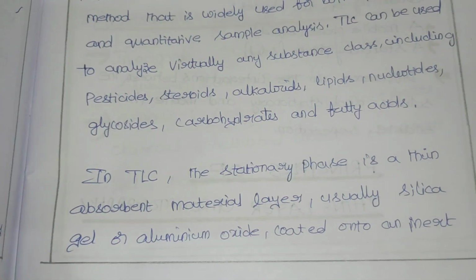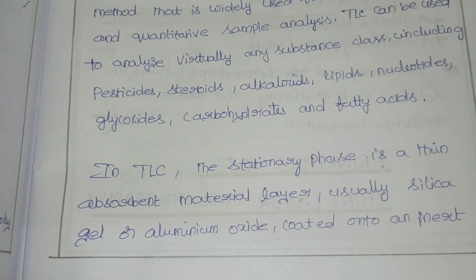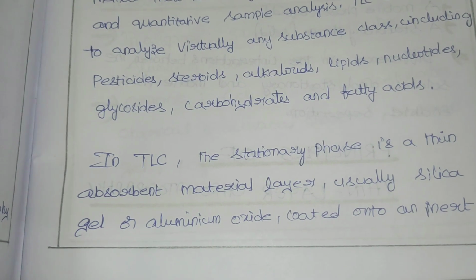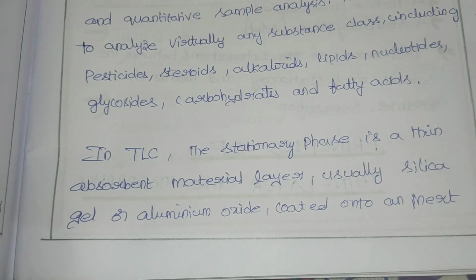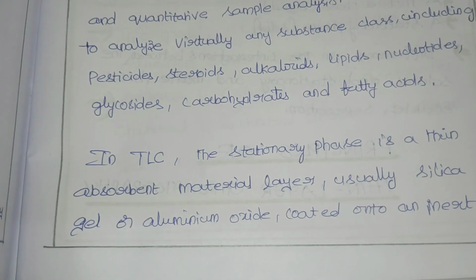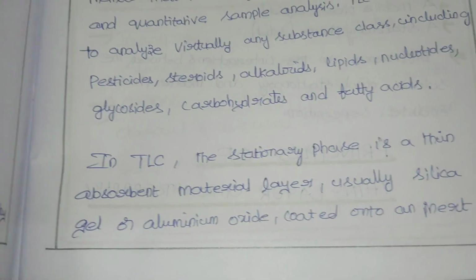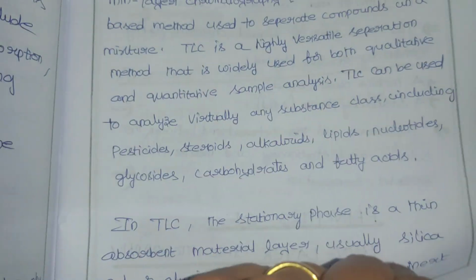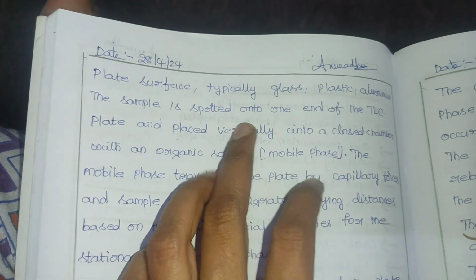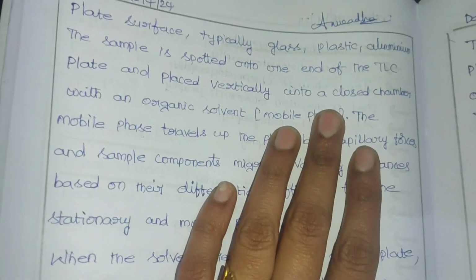Here the stationary phase is an absorbent material layer, made up of silica gel or aluminum oxide, coated on an inert plate surface, typically glass, plastic, aluminum, etc.